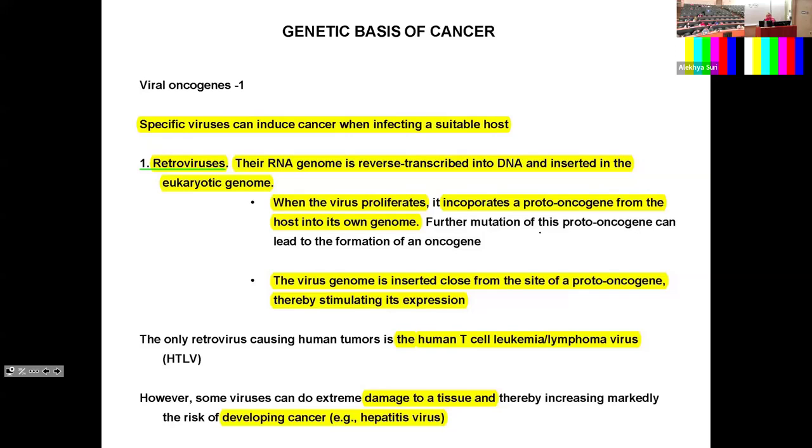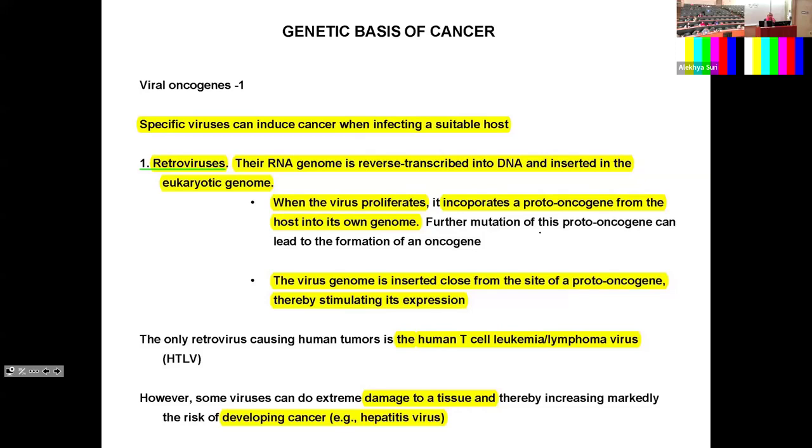Further mutation will lead to the formation of the oncogene, but that was already in the DNA sequence of the virus. Another way is that the virus genome is inserted close to the proto-oncogene. Then what happens is the stimulation of the production of the proto-oncogene, which is now an oncogene, right? So this is a characteristic of the retrovirus.